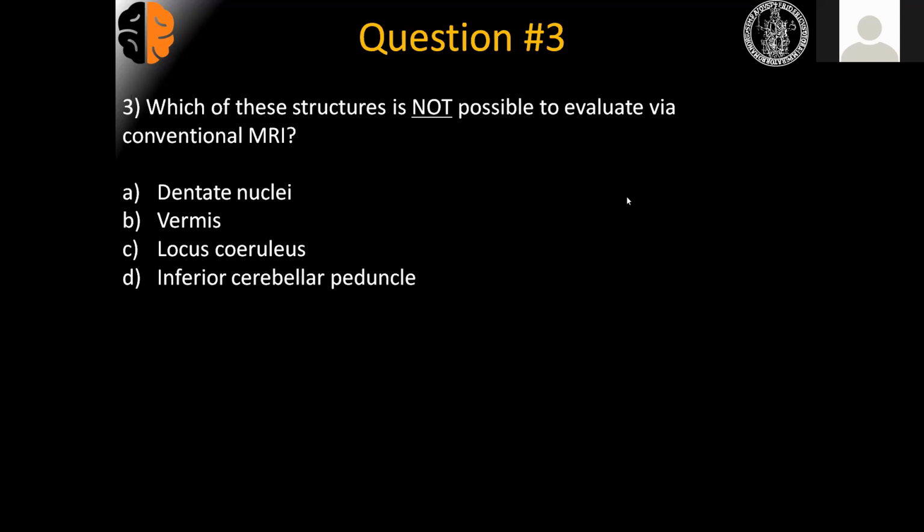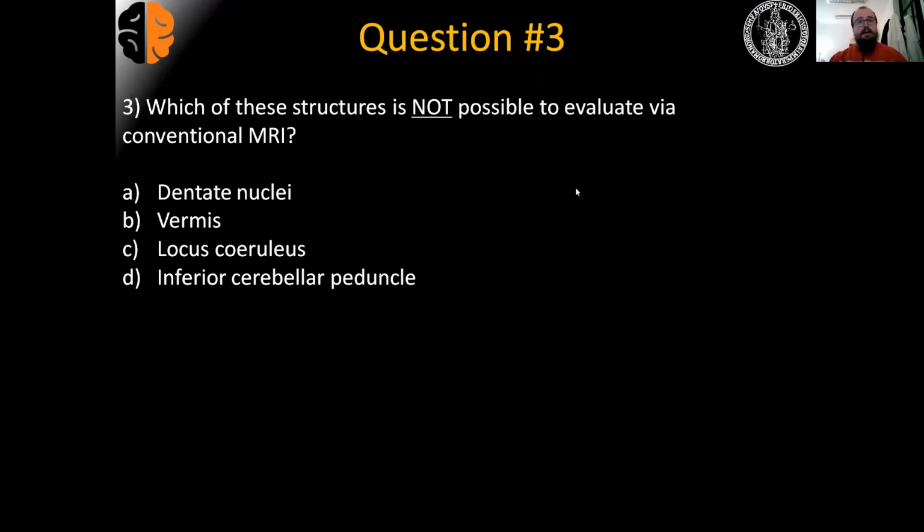So far, people are paying very good attention, I think. At least I hope that the answer that most of you chose is right. Let's see. Okay, so luckily, mostly all of you, the famous 95%, chose correctly: the locus coeruleus, which is a very thin structure of deep gray matter, which is not possible to be evaluated using conventional MRI.